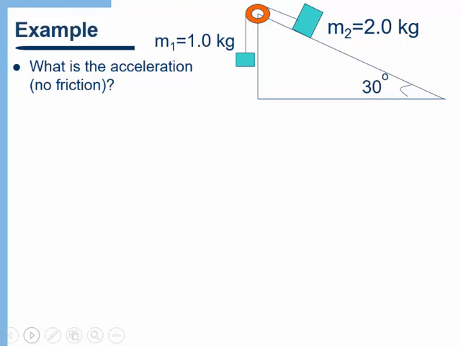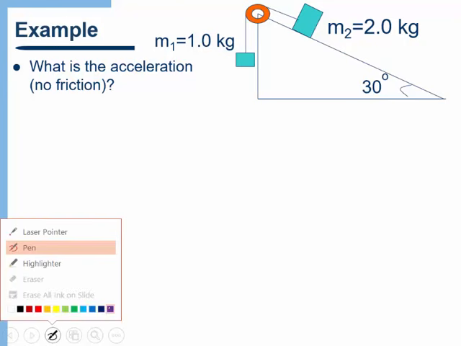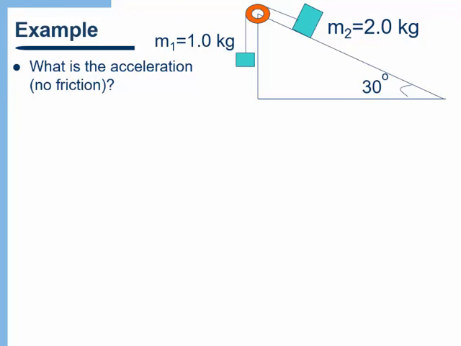Let's take a look at a more complicated example. Again, we'll do this one without friction, and then we'll add friction in a later problem. The question is, what is the acceleration? Notice this is a more complicated problem because we now have two objects connected together by a string. However, our process of doing these problems is always the same. Step 1, draw the free body diagram. So let's draw the free body diagram for object number 1 and object number 2.